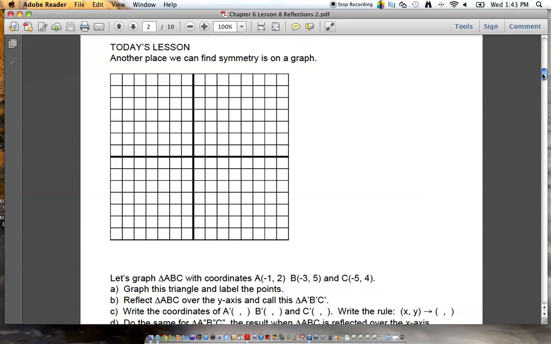Now, we talked yesterday about finding symmetry on a graph. This is what I want you guys to do. Talk to a person sitting around you. Work together on this. I want you to draw this triangle, ABC, on your coordinate paper. Then, after you graph the triangle, we're going to reflect it over first the y-axis, and then reflect the result over the x-axis. Work together. I'll give you about, I'd say maybe 3 or 4 minutes to get that done. Then I'll come up and put that on the board for you. Begin.